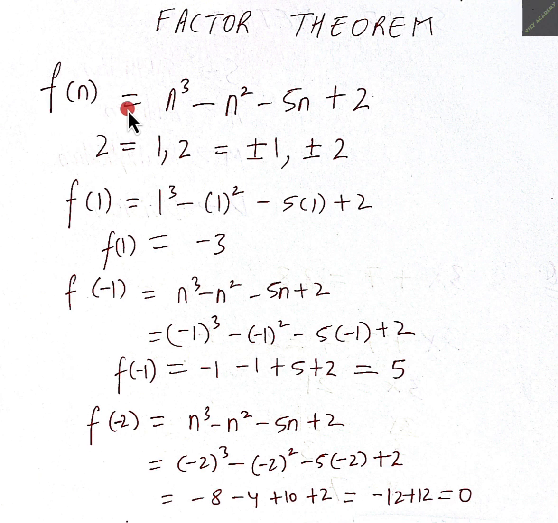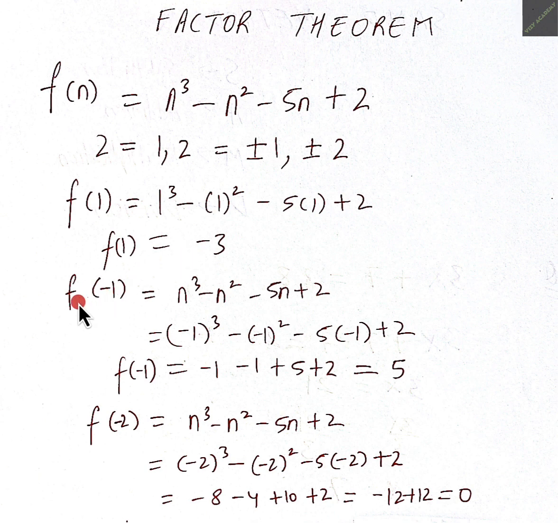Consider a function f(n) equal to n cube minus n square minus 5n plus 2. Plus 2 here is the constant. 2 being a prime number, the factors will be 1, 2. Instead of writing 1, 2, we are going to write plus minus 1, plus minus 2. We are going to substitute these values in this function until we get f(n) equal to 0. So f(1) will be 1 cube minus 1 square minus 5 times 1 plus 2. So in place of n, we are substituting 1. So 1 and 1 will cancel out. We are left with negative 5 plus 2, that is equal to negative 3.